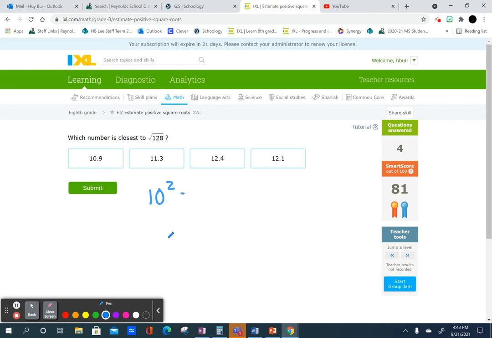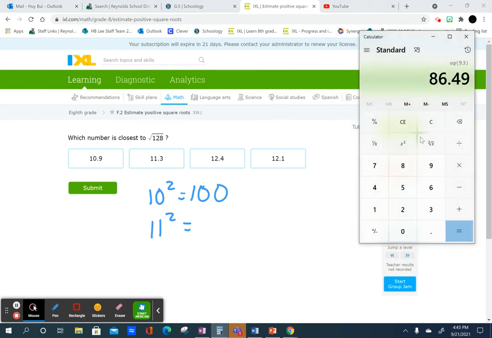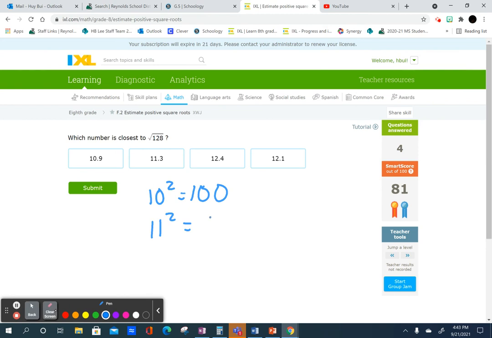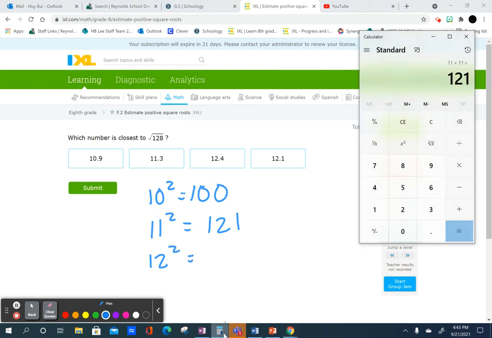I know 10 times 10 is 100. What's 11 times 11? And this is where a calculator is helpful because I haven't used a calculator yet on this assignment. So let's do 11 squared, or type in 11 times 11, and that equals 121. Well, that is pretty close to 128. Okay, now let's go one number up. So 12 times 12, 12 squared. I hit 12 and the square button is 144.